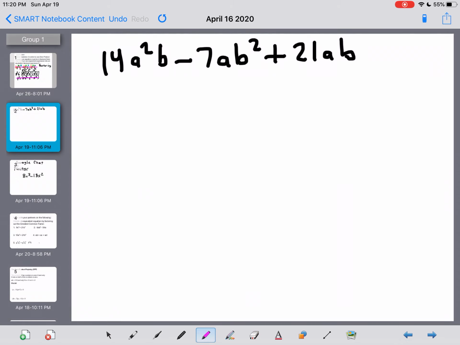So take a look at this one. 14a squared b minus 7ab squared plus 21ab. Think about what your first move is. I'm going to pause it, and in your notebook, I want you to think about and write out what you would do first. I'll give you a couple seconds. You could just pause the video right here and then come back.